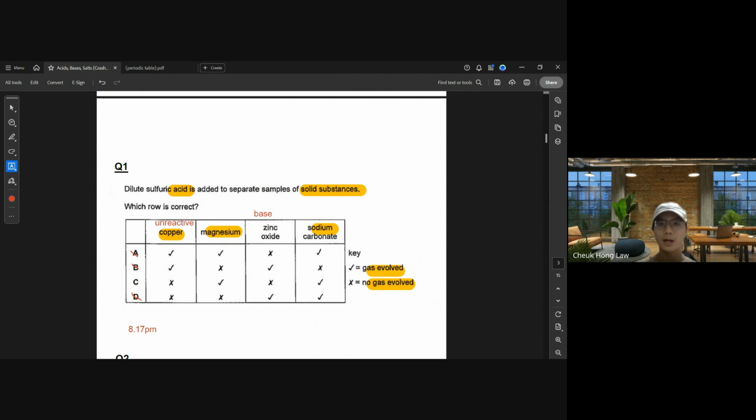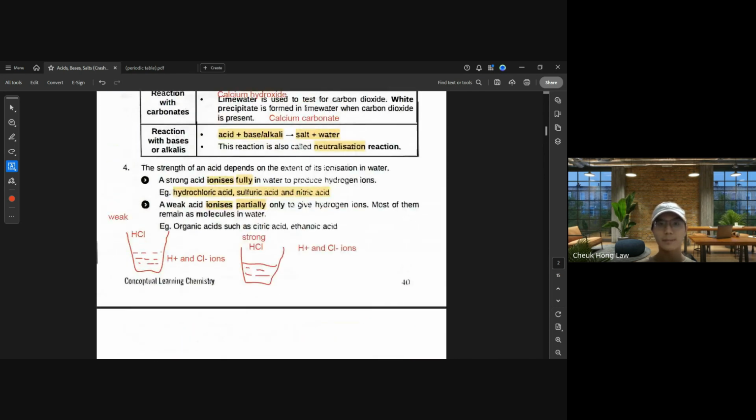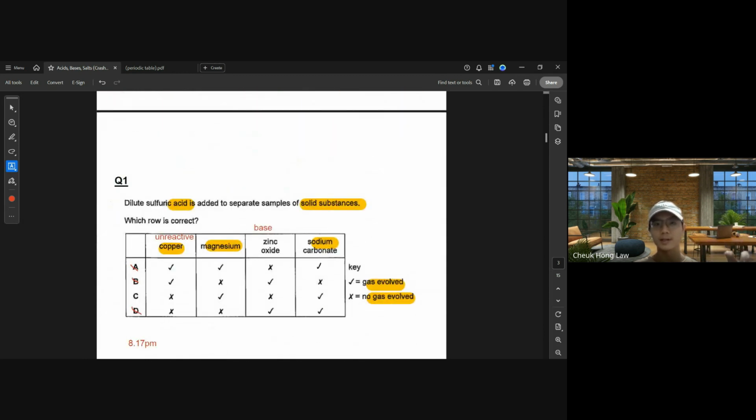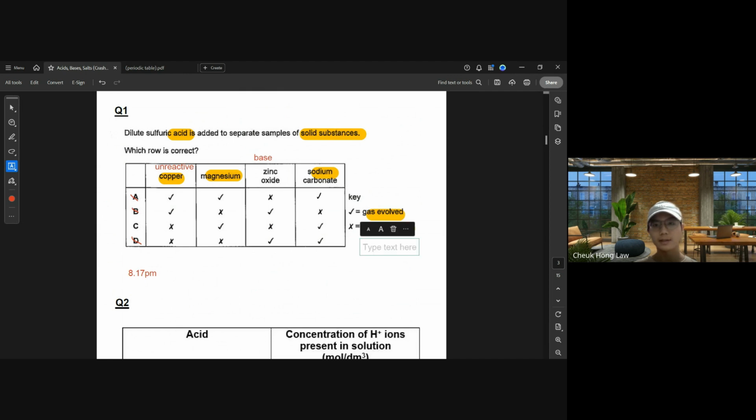And then finally, you have sodium carbonate. Acids plus carbonates, you get salt, water, and carbon dioxide. Carbon dioxide is a gas, therefore it should be a tick as well. So your answer is C. Those people who put A, remember copper is unreactive, so it cannot react with acid.